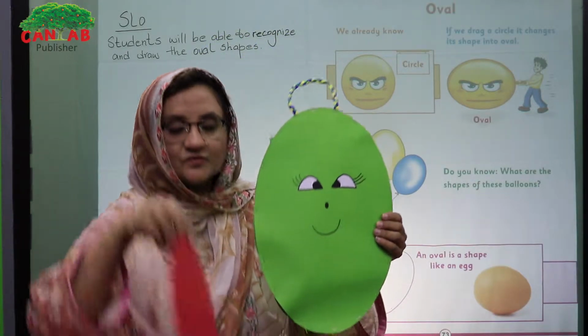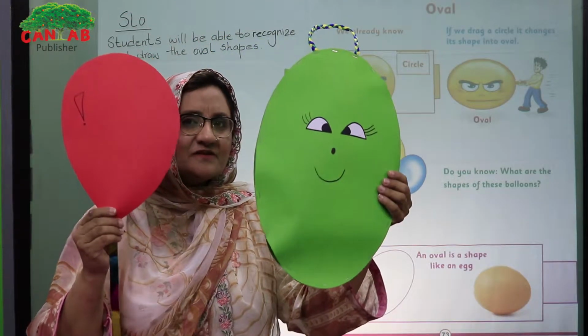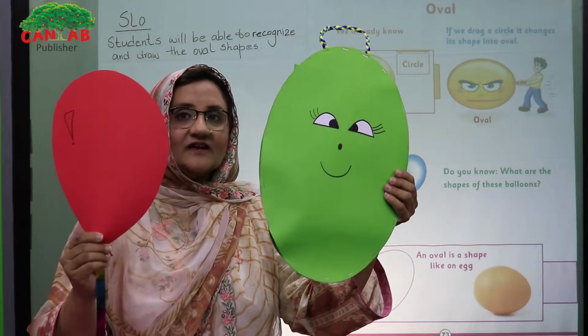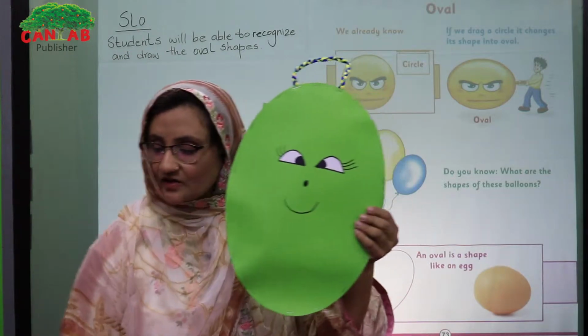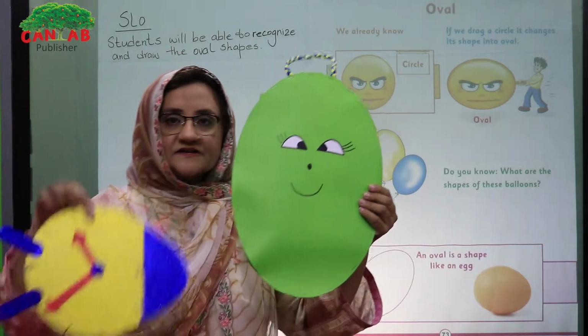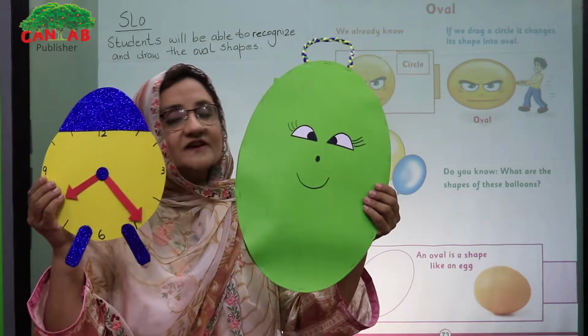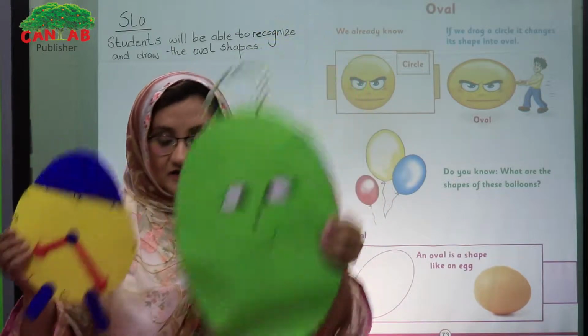Look at this balloon. Is it having an oval shape? Yes, it is having an oval shape. Now look at the clock again. Is the clock having an oval shape? No, the clock is not having an oval shape.